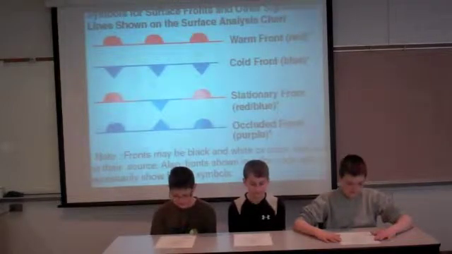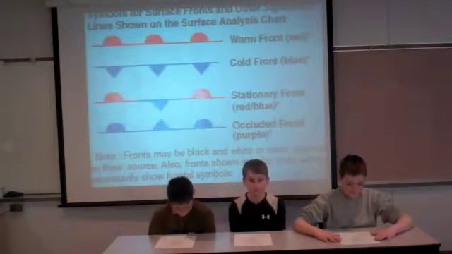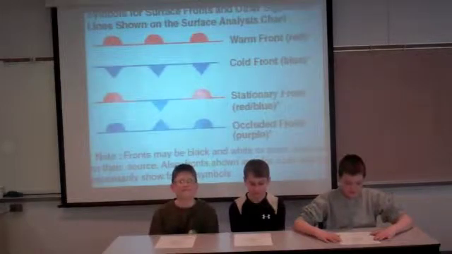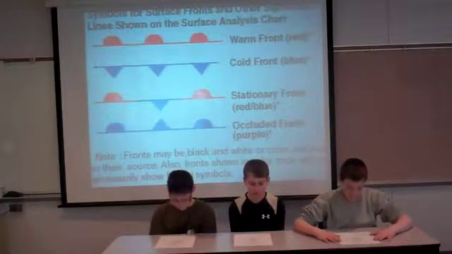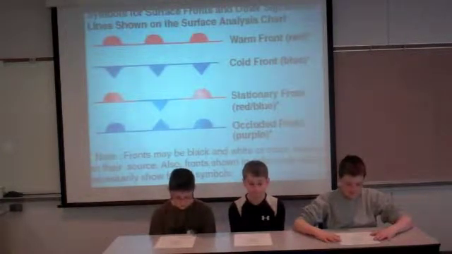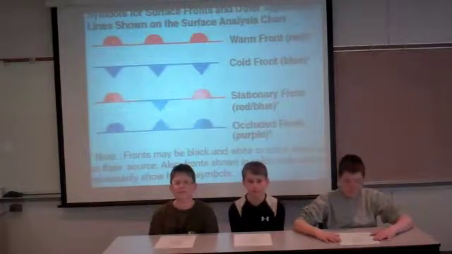What are the 4 different kinds of fronts? Warm fronts, cold fronts, stationary fronts, and occluded fronts. Where do warm fronts come from? Warm fronts come from the southwest. Where do cold fronts come from? Cold fronts come from the northwest.